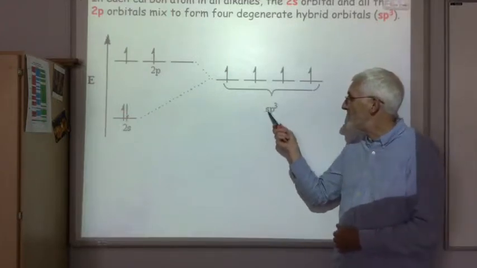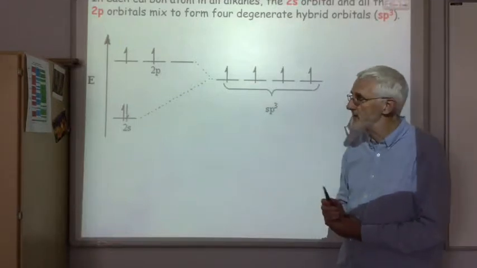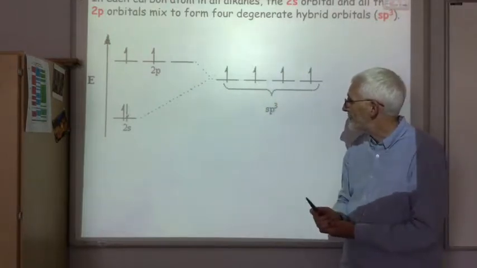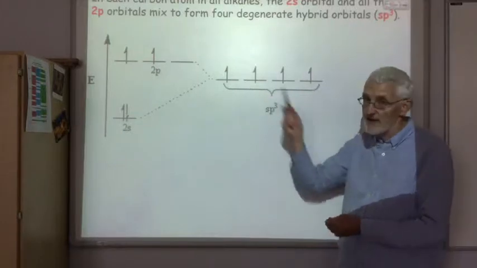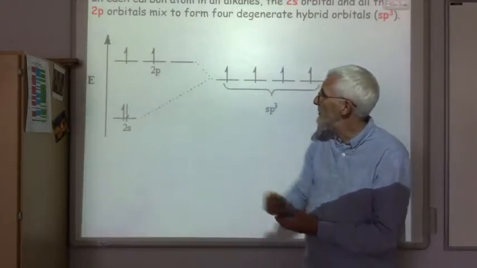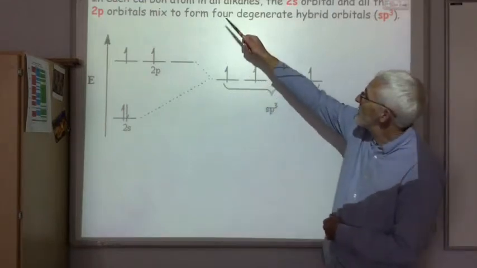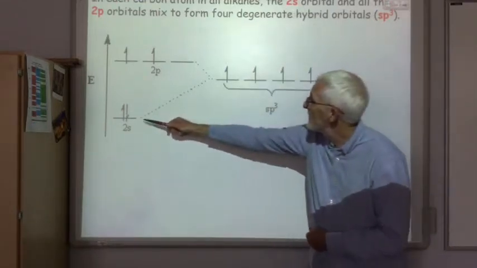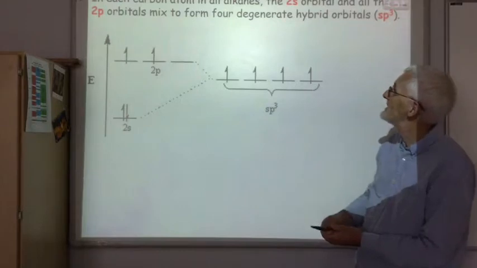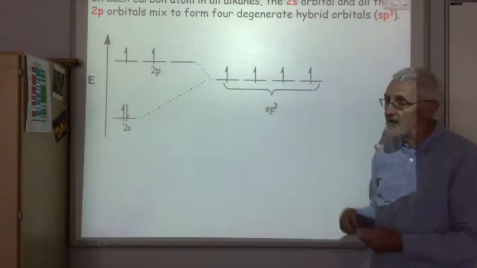The sp3 means it involves an s orbital and all 3 p orbitals. Okay, so there's 4 of them, each one is an sp3 orbital. They're degenerate, they all have the exact same energy, and that energy lies in between the energy of the 2s and the 2p orbital. So let's read this top line again. In each carbon atom, the 2s orbital and all 3 of the 2p orbitals mix together or hybridize to form 4 degenerate orbitals, each one being an sp3 orbital.